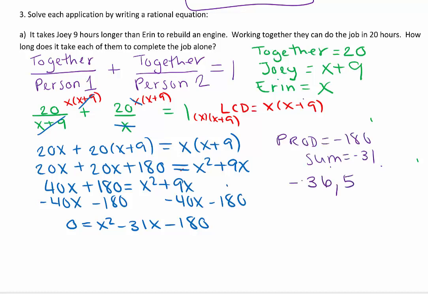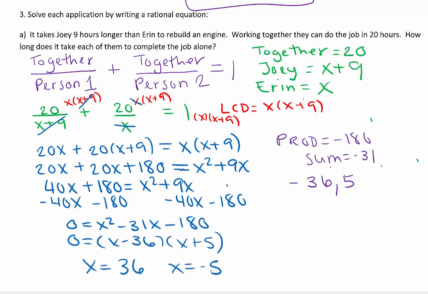So I need to find two numbers with a product of negative 180 and a sum of negative 31. Negative 36 and 5 will work. So we can factor this as x minus 36, x plus 5. And so my solutions are 36 and negative 5. However, in this application problem, we're finding times, and the negative solution doesn't make sense. So that means x has to equal 36.